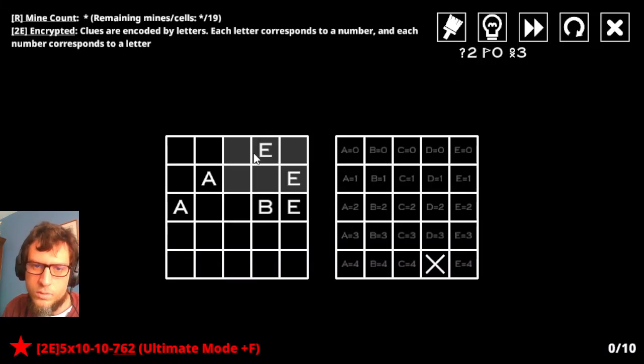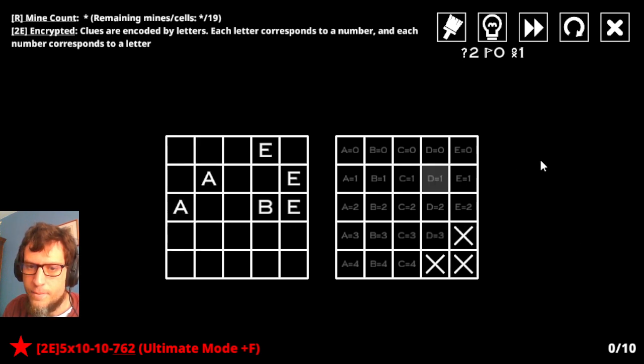This E has 4 squares around it. No, wait, that's fine. This E has 2 squares around it, though. So that means 3 and 4 cannot be what E corresponds to. Okay? The ultimate mode also tells you how many sideboard things you can fill in. There's apparently 1 more thing I can fill in here.